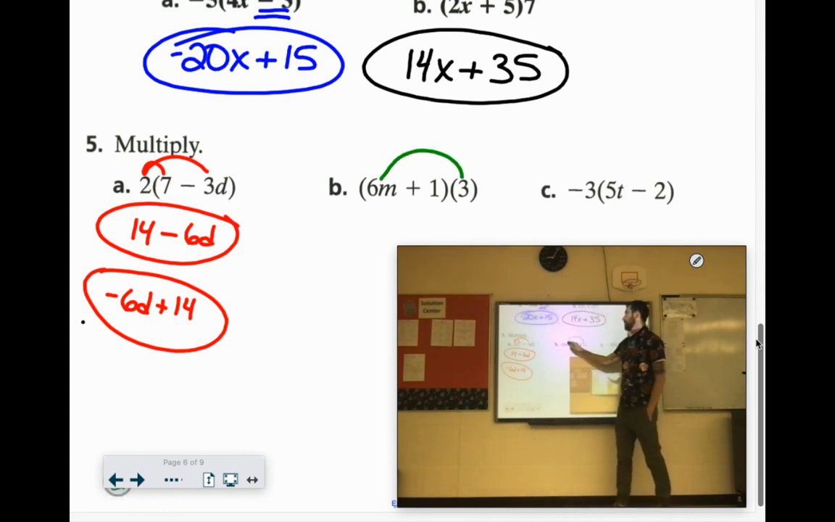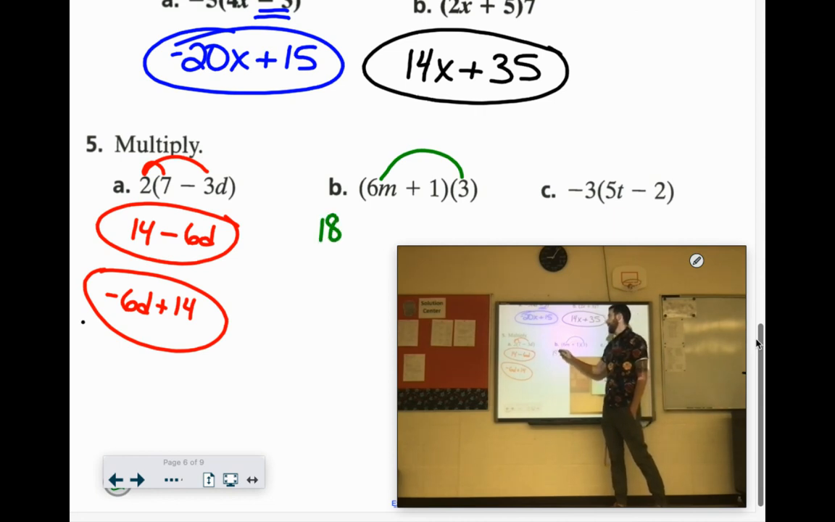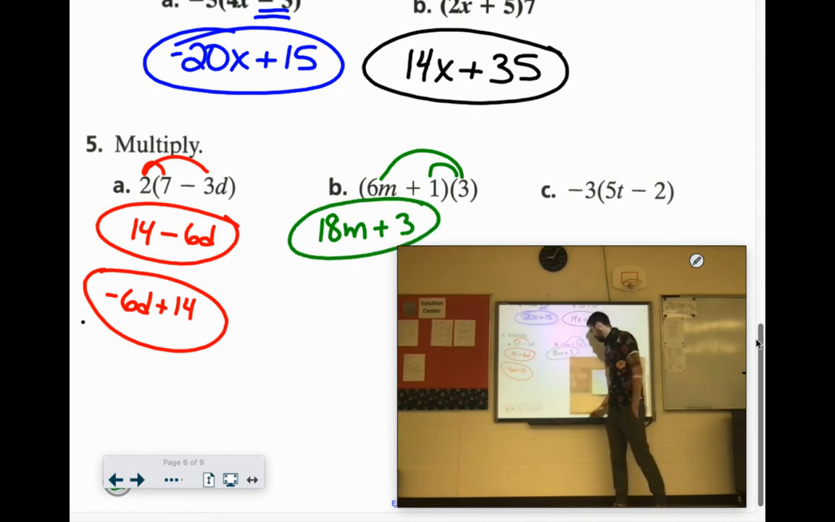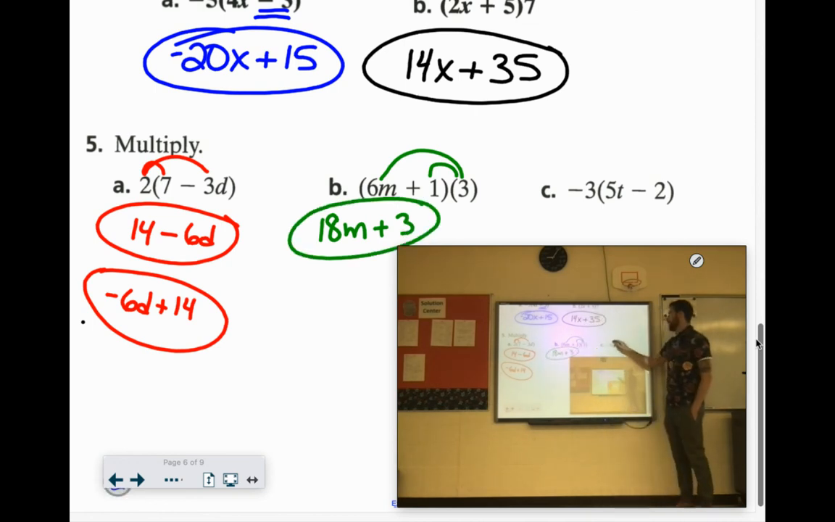3 times 6m would be 18m. 3 times positive 1, positive 3. Negative 3 times 5t is negative 15t. Negative 3 times negative 2 is positive 6.